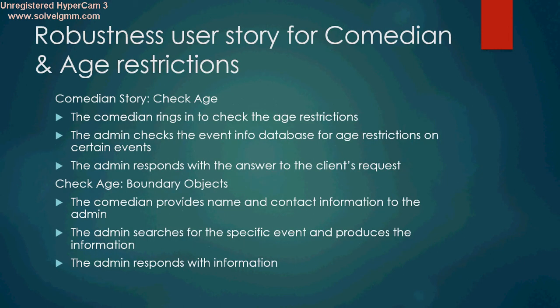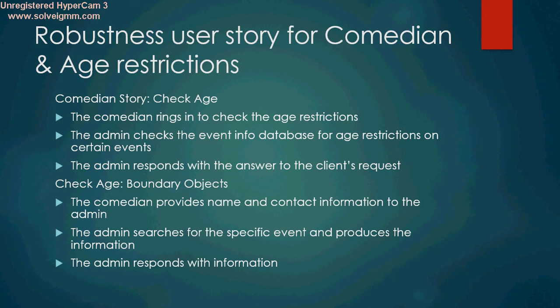From the domain model diagram, we can then use some of our user stories to go on to creating a robustness diagram. Now, I've chosen for my first diagram for the robustness for Comedian age check on the restrictions. So what would happen is the Comedian would ring in to check the age restrictions, the admin checks the event info database for age restrictions on certain events, the admin responds with the answer to the client's request.